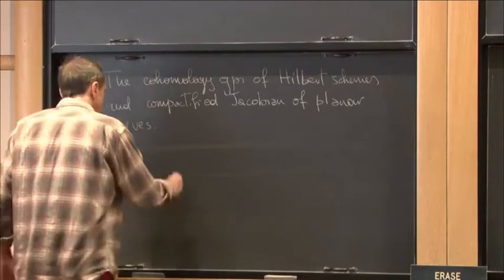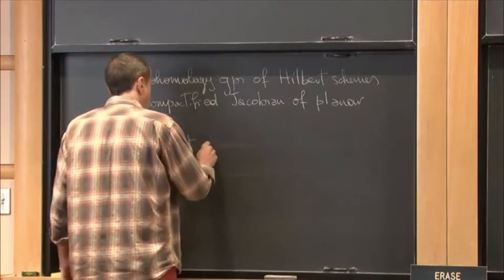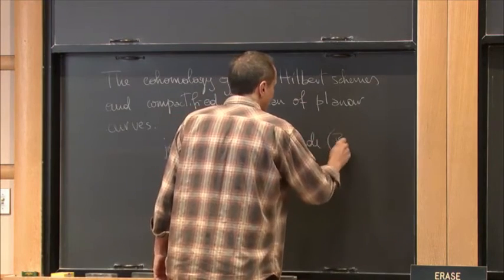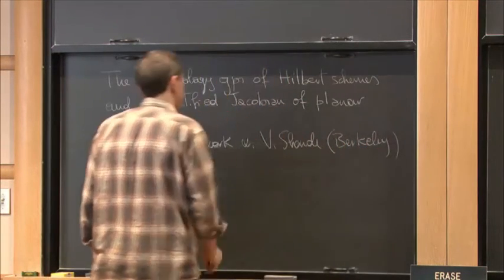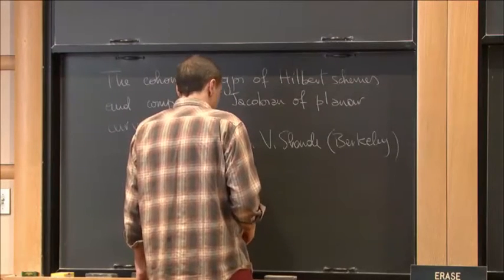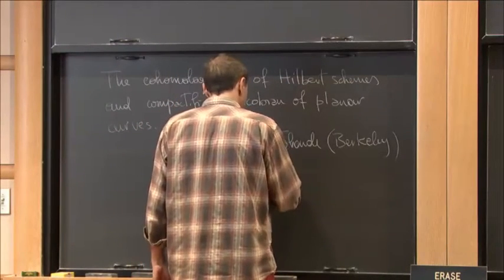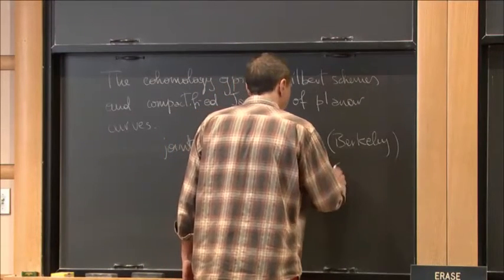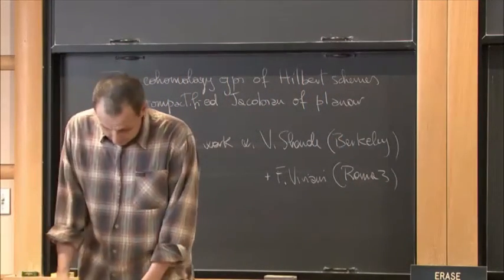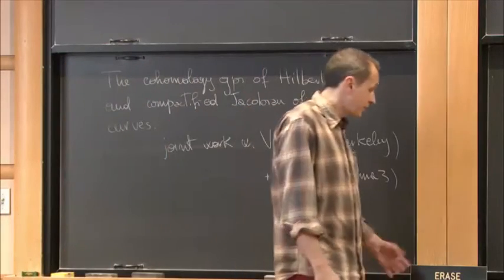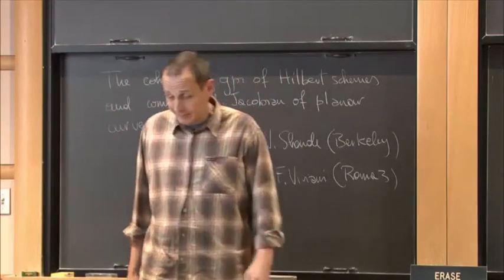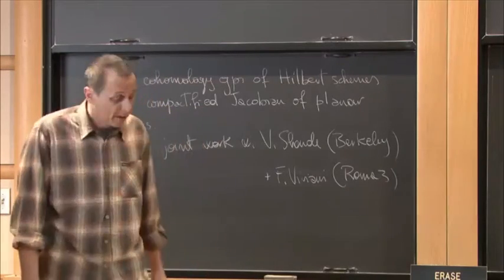So what I'm talking about is joint work with Vivek Shende from Berkeley for the first and more substantial part, and then for the second part, which is still work in progress, also Filippo Viviani from Roma 3. And so this is a talk on topology of algebraic varieties in the crudest sense, as it deals with the Betti numbers of algebraic varieties, complex algebraic varieties, actually.